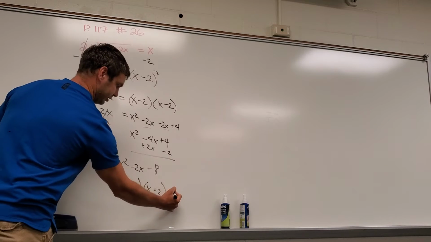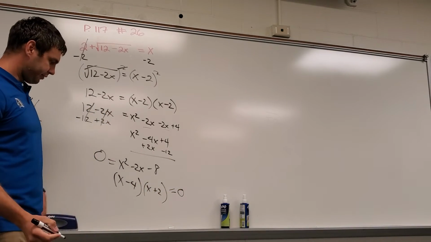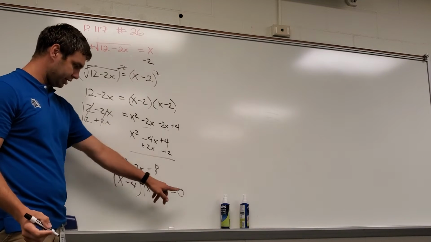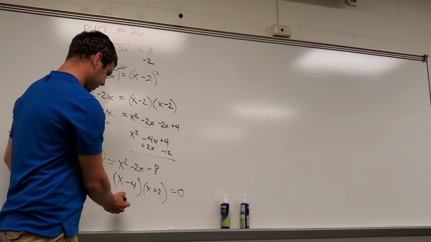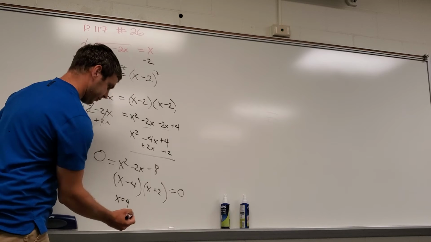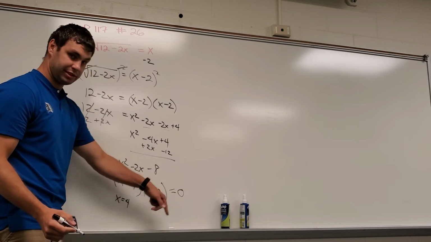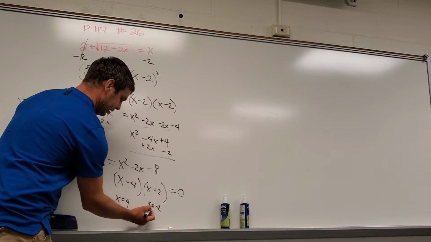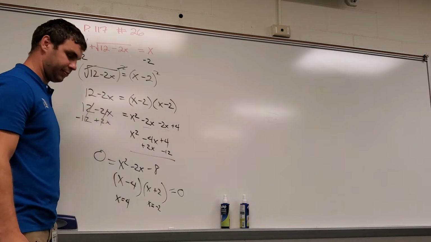I'm going to move my equals 0 to the other side. All right, so I have to figure out what both of these will be. If you remember, what minus 4 gives me 0? Well, 4, so I know here x equals 4. And on this one, what plus 2 is 0? Well, negative 2. So x equals negative 2. So the two possibilities are 4 and negative 2.